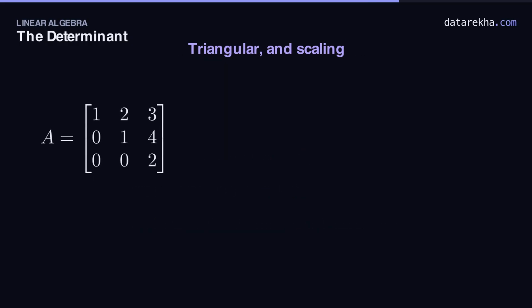Watch the triangular shortcut pay off. This has nothing but zeros below its diagonal. It is upper triangular. So we skip cofactors entirely. Just multiply the diagonal: 1 times 1 times 2. The determinant is 2. That is the entire calculation.